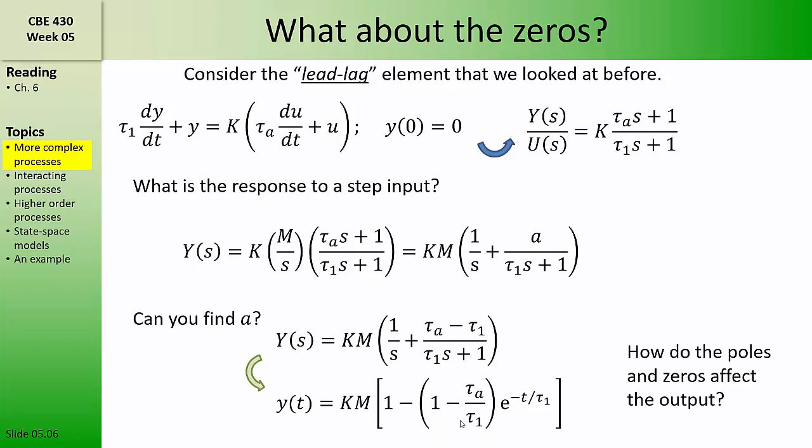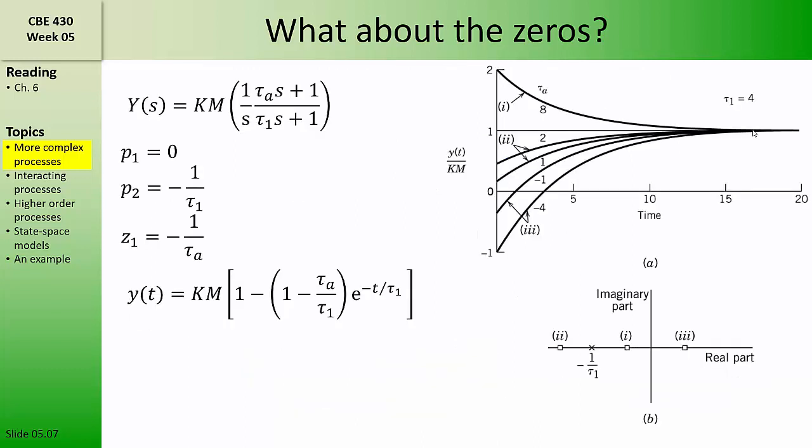Now we can ask the question, how do the values of the poles and zeros affect the output? The Laplace domain expression for the output function of a step input to the lead-lag element is shown here. This function has 2 poles and 1 zero. The pole P1 represents the pole at s equals 0. In the partial fraction expansion, that would represent a constant term. So P1 ensures that there will be a steady state gain.